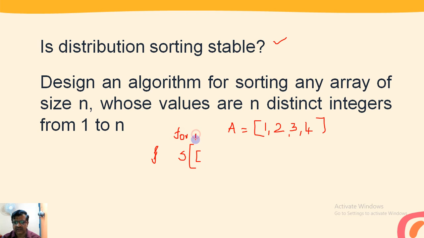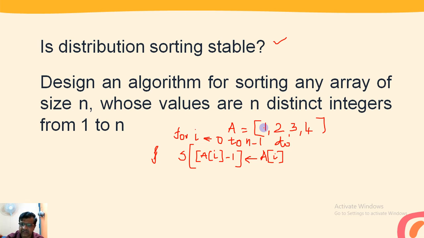For i equal to 0 to n minus 1 do, sorted array of A[i] minus 1. A[i] is A of 0, A of 0 is 1, 1 minus 1 is 0. Therefore, S of 0 equal to A[i]. Once again, S of 0 equal to A[i], where A[i] is A of 0, and A of 0 is 1.